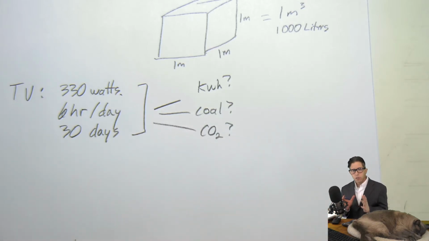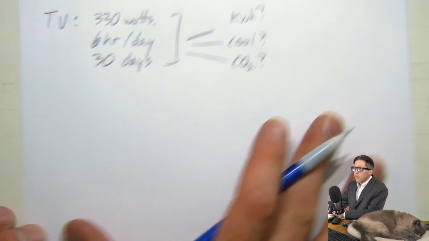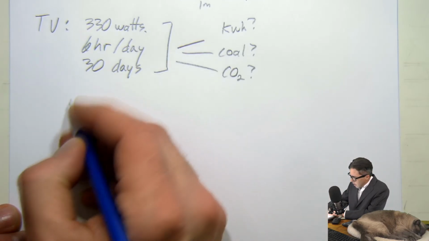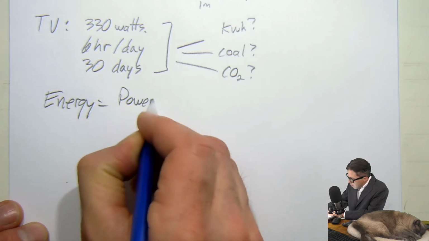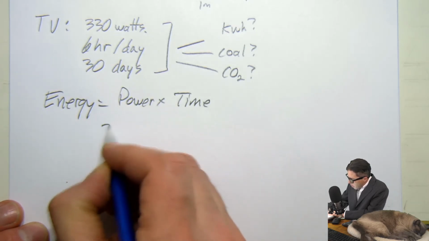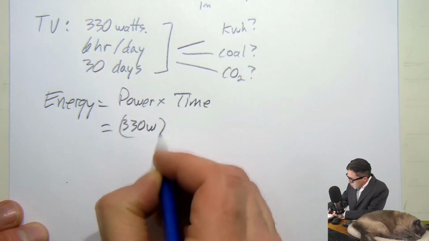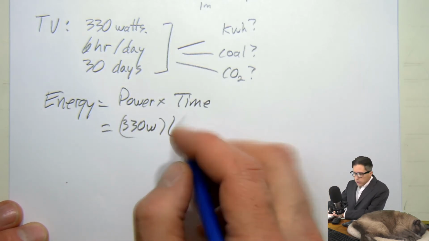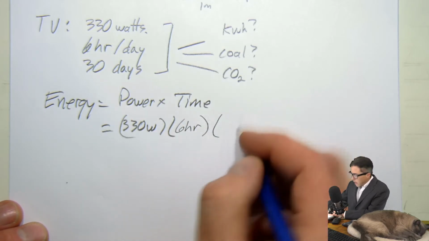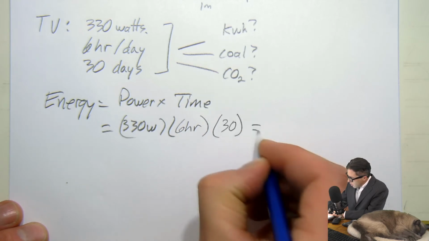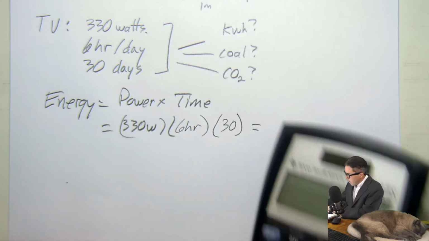But it all starts on these problems with figuring out the kilowatt hours. If you know the kilowatt hours, you can get to all the other things you need to solve for. All right, so that's what we're going to do first. We're going to figure out how much energy this took. Energy is power times time. What's my power? 330 watts. What's my time? It's got to be in hours. It's 6 hours a day, but I'm doing this for 30 days. So my total hours is 6 times 30.